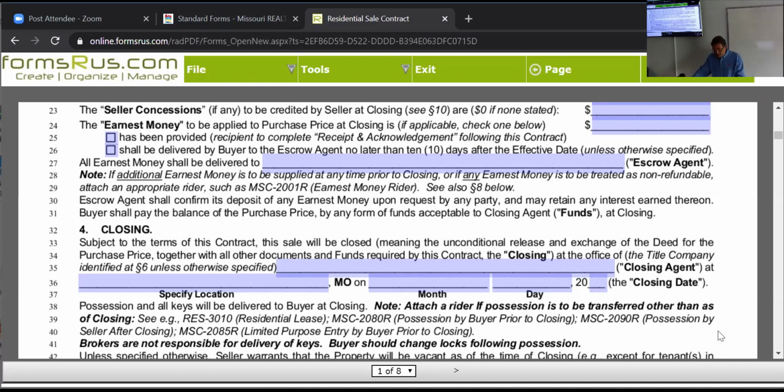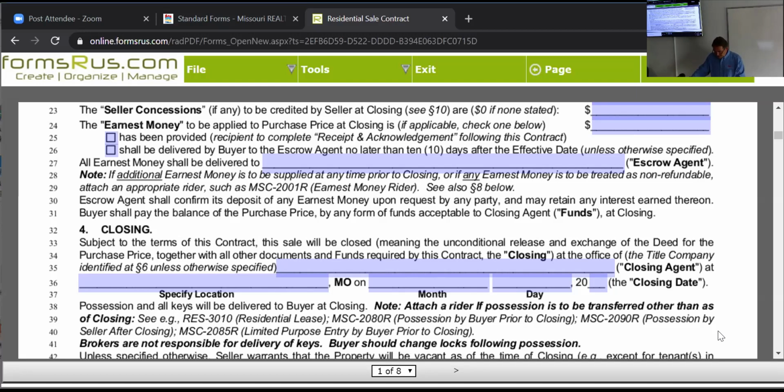Then on line 27, this is the first place you're identifying the title company. So all earnest money shall be delivered to. If there's no earnest money, then you don't have to put anything in the blank. It goes on to say if there's going to be additional earnest money at some point, or earnest money is to be treated as non-refundable, attach a rider. So there's a rider in the Missouri forms for everything.